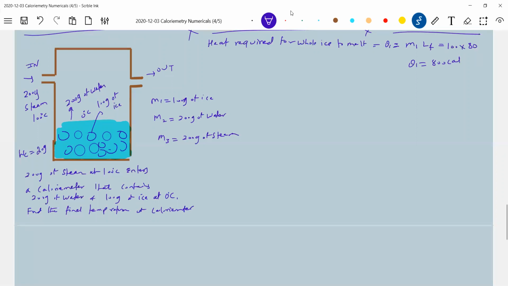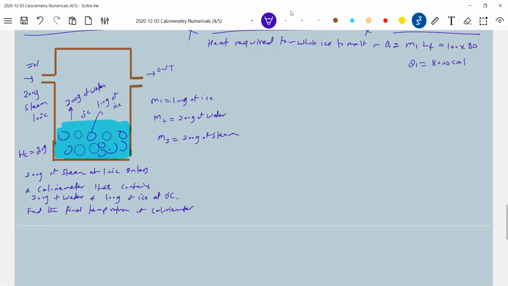8,000. Now the final temperature of the calorimeter, let it become 100. How can you say that? I don't know, I'm just making a guess. Okay, let all the steam condense. Let's see what will happen. This cross check I'm going to do here.